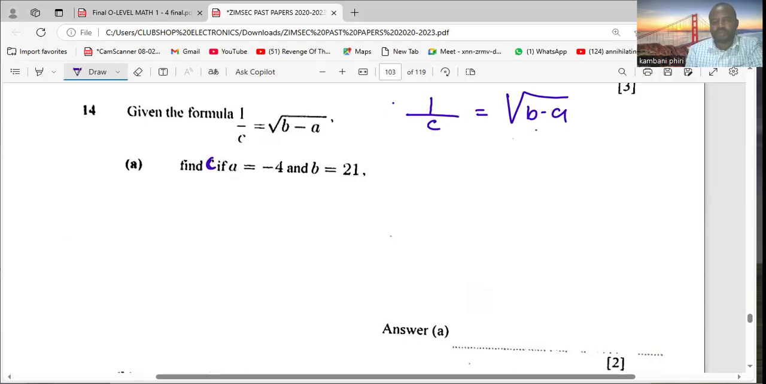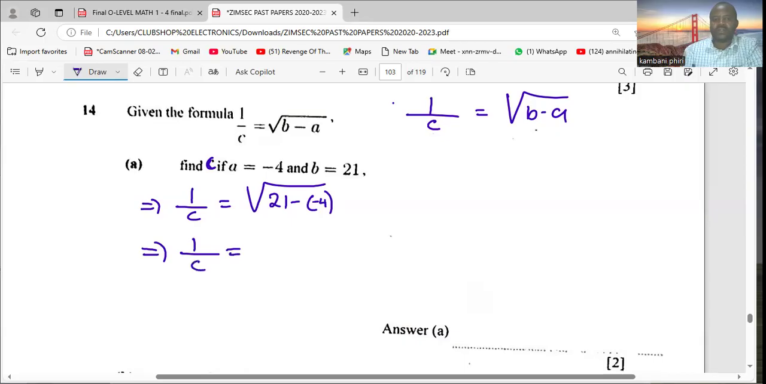So what do we want to do? We want to find C. So we can maintain 1 over C. Then we say square root of B, which is 21, minus A, which is -4. So when we do the substitution, we have 1 over C equal to the square root of 25. All right? So this implies that 1 over C is equal to positive or minus the square root of 25, which is 5.